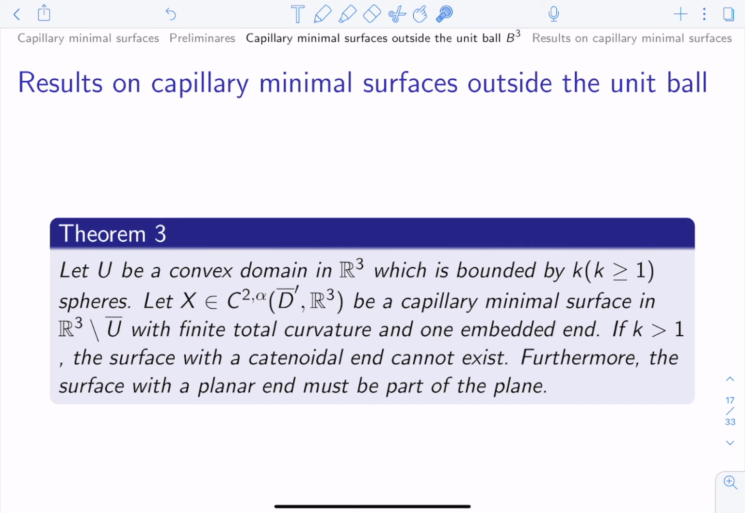And here's theorem 3. Motivated by the work mentioned earlier, we were able to show the following theorem. Let U be a convex domain which is bounded by several spheres. So not just one sphere, but it is bounded by several spheres like this.